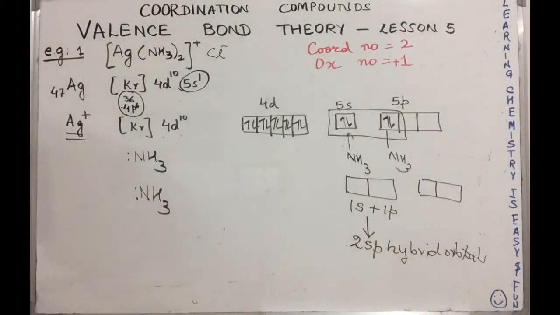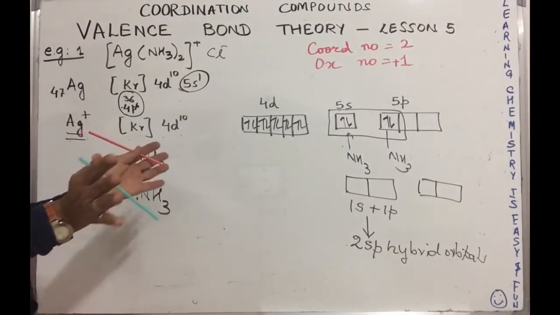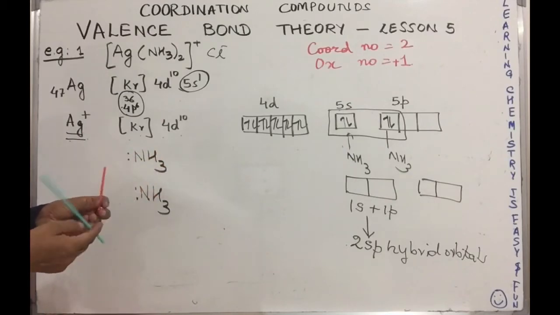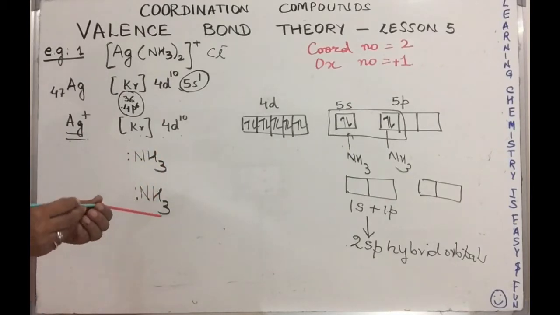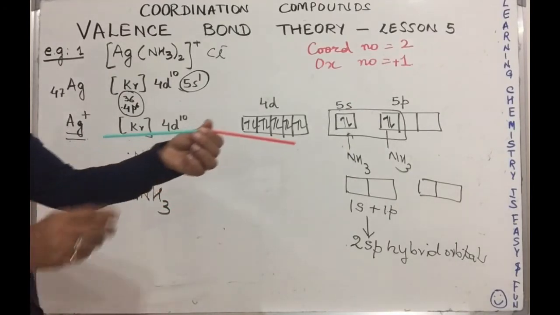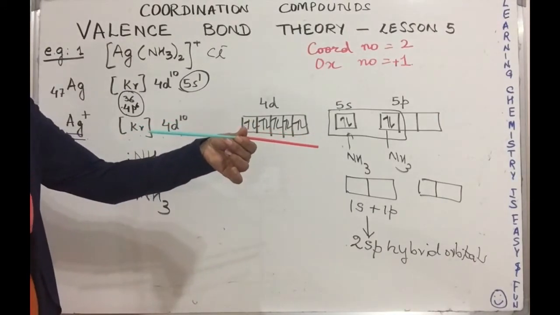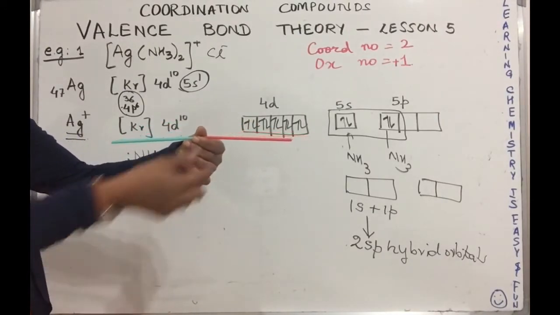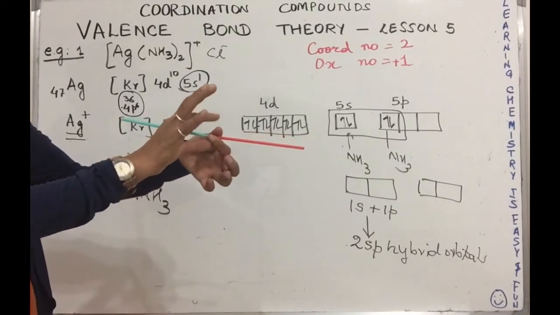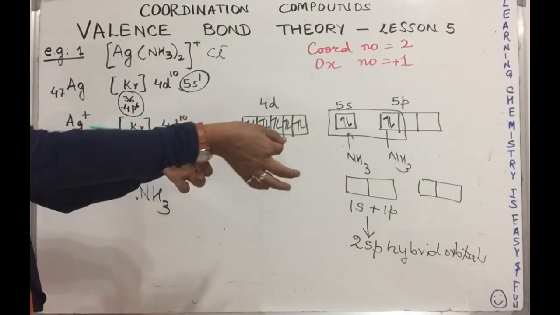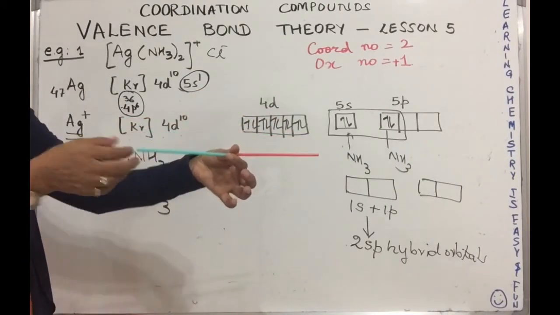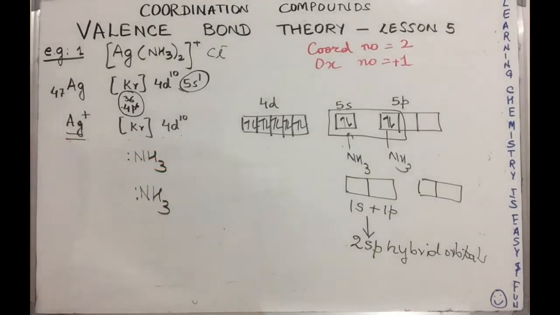Now these hybrid orbitals have to be arranged so that they stay maximum distance apart from each other. There is no jealousy amongst them. They need to be kept apart. And how is it possible? What is this shape? Perfect. It's a linear shape where silver will be in the middle and ammonia kept away from each other.